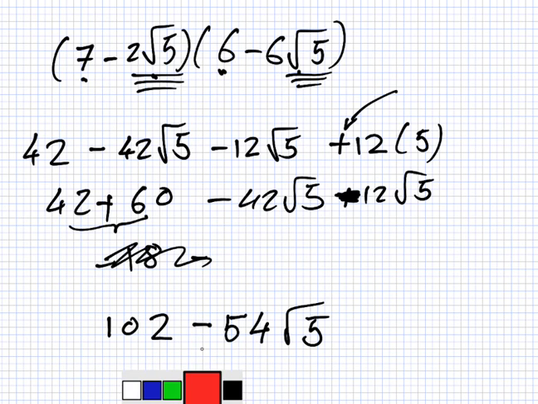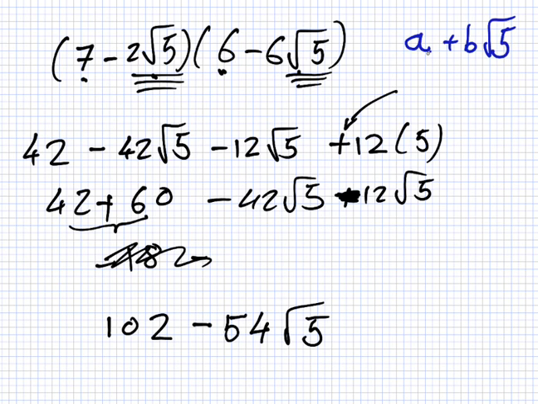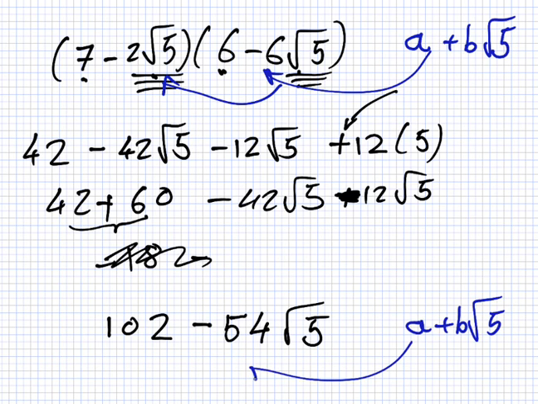Now what's interesting here, if you look in the question, you have numbers like a + b√5. You see? Both of them. And then if you look at your answer, it's also a + b√5 type of number. So this is what usually happens.